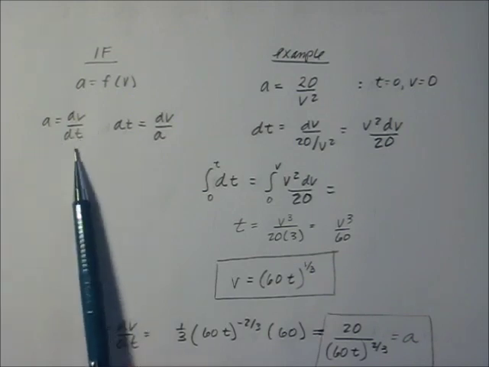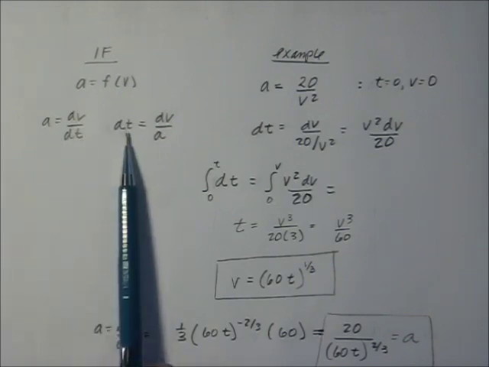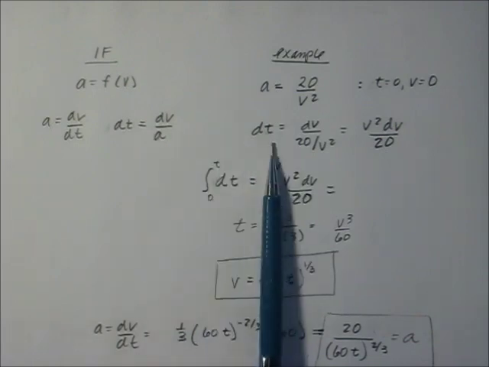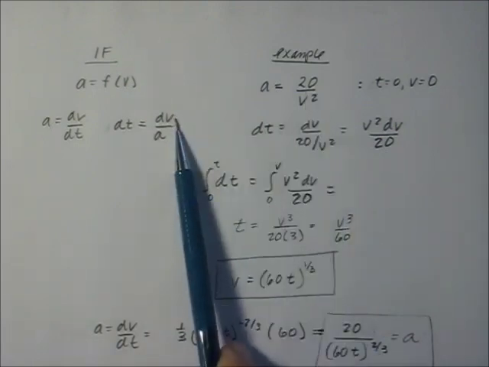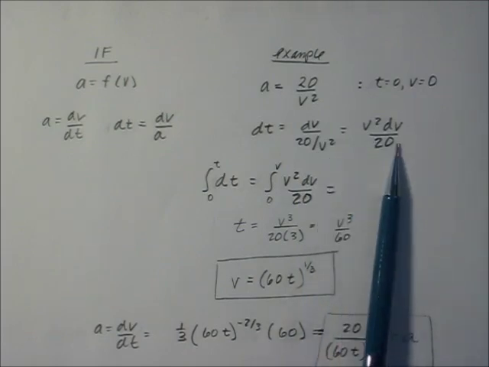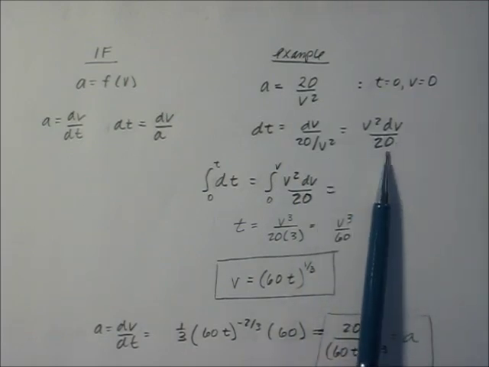And I can say that a is equal to dv dt. I can set this equal to dt, which is dv over a. Then dt is equal to dv over a, which is 20 over v squared. Simplifying that, I get v squared dv over 20. Now that's pretty easy to integrate.